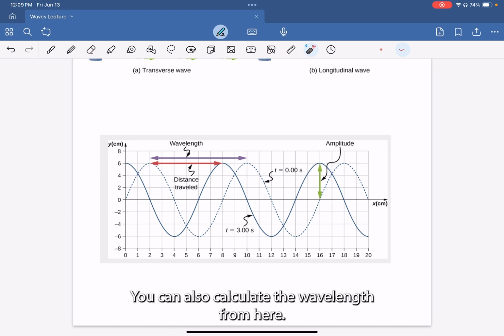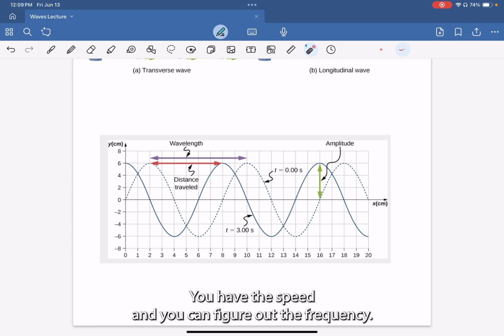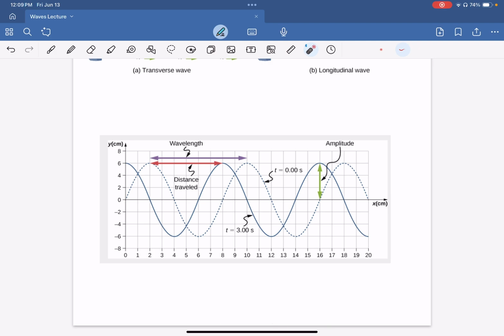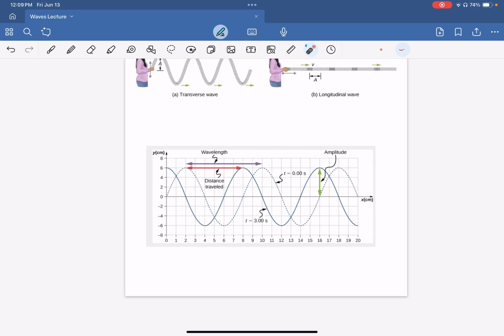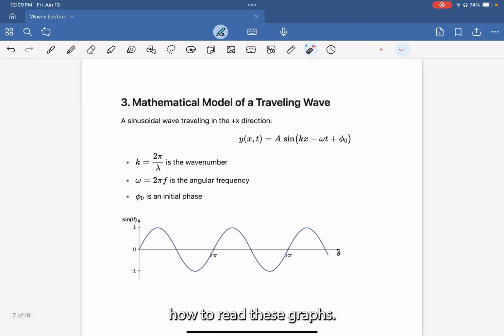You can also calculate the wavelength from here. What's the wavelength? The wavelength is from 2 to 10. So it's 8 centimeters. You have the speed, and you can figure out the frequency. So there are so many things you can do by looking at the profile of a wave. Again, the amplitude is 6 centimeters. You see that? The amplitude is 6 centimeters. So it's important to understand how to read these graphs.